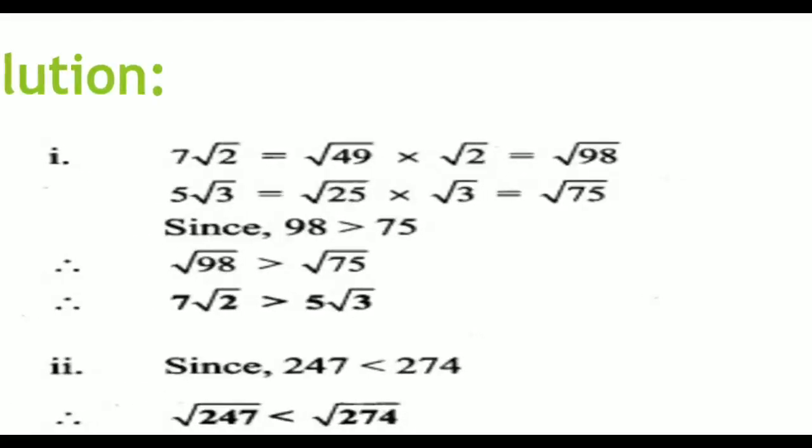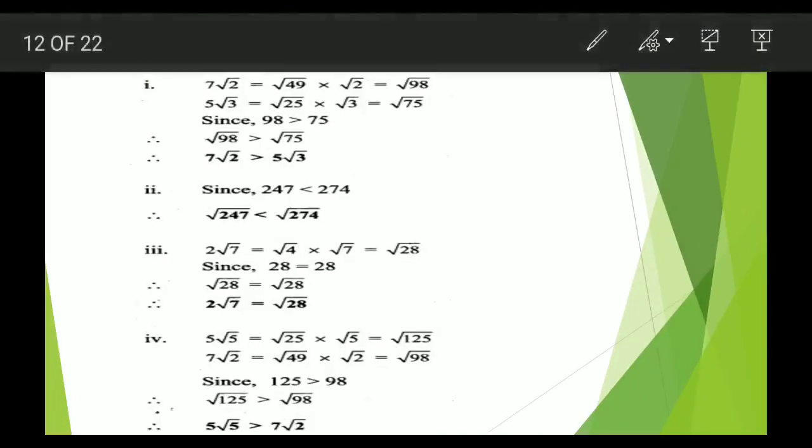Question number 1. We have two surds here, 7 root 2 and 5 root 3. When I bring 7 inside the root, it will become 49. 49 multiply 2 will become square root of 98. Same here, when I bring 5 inside the root, it becomes square root of 25.